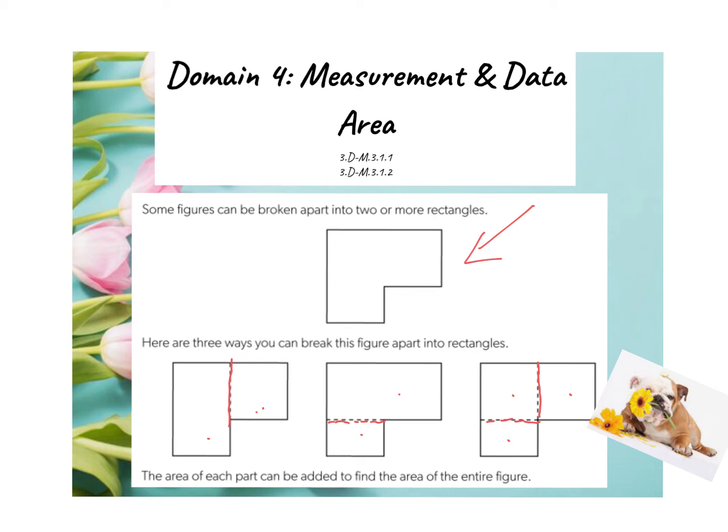So really quick, whenever we're finding the area of a funky looking shape like this, what you can do is break this apart into rectangles that we already know, that we can just do the length times the width to get. And then we would add up this amount and this amount to get the area, or we could add up this amount and this amount to get the area, or we can add up this amount and this amount to get that area. So let's see how we're going to do that.